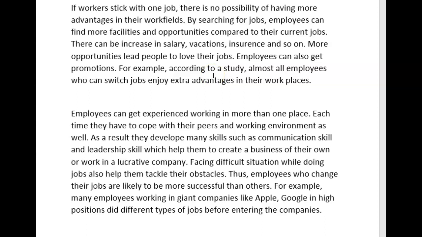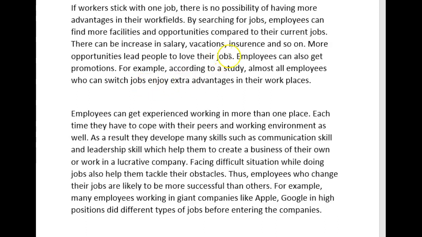But let me ask you a question about that. How does people loving their jobs relate to this switching, and why switching is better compared to staying in one job? So you have to ask yourself if this is really relevant, if it's adding anything valuable to this paragraph. I'm not so sure that it does.